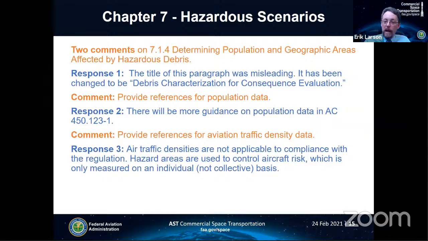There's also a question on aviation traffic density data, if that could be provided. And that is actually not necessary. Air traffic densities are not applicable to complying with the regulation. Hazard areas are the methods that are used to control aircraft risk, not dependent on the density of aircraft in the region, because aircraft risk is measured only on an individual basis, not a collective. So there's no reason to need any aviation traffic density data to comply with the regs. So let's move on to the next slide.